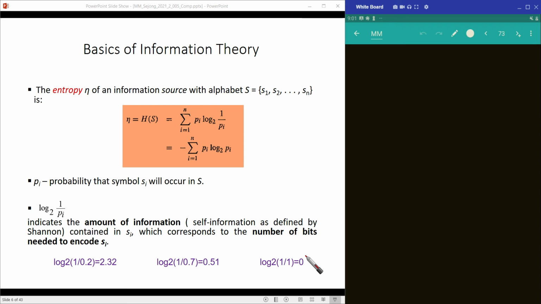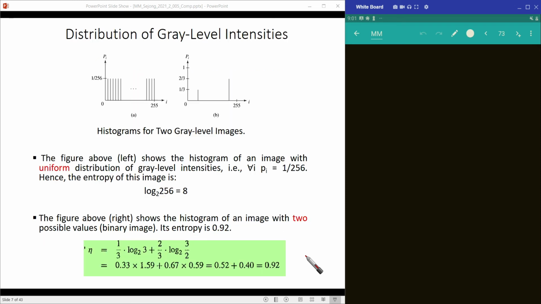Anyway, this is all about it. Whenever we design any compression technique, we need to compare it with some sort of entropy. We'll talk about that more a little later. Now let's take an example of how we can calculate the entropy.